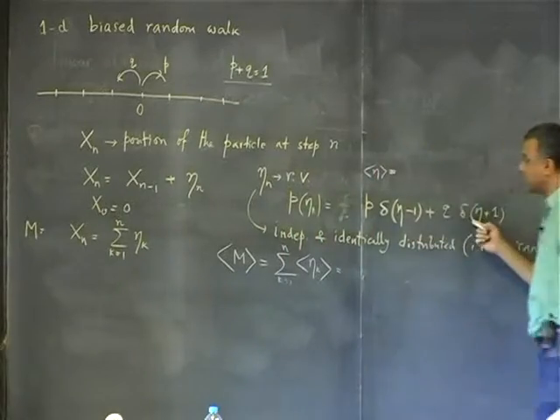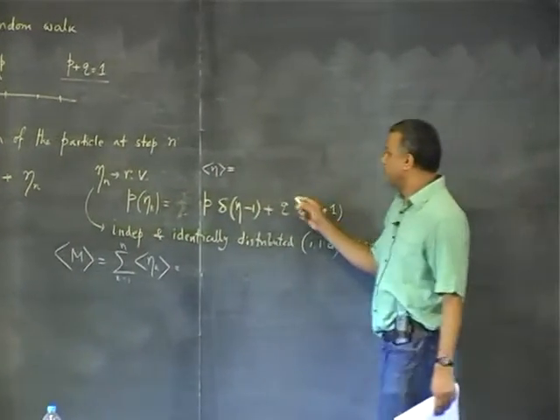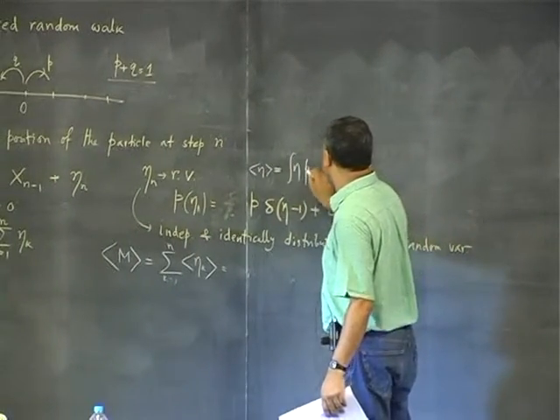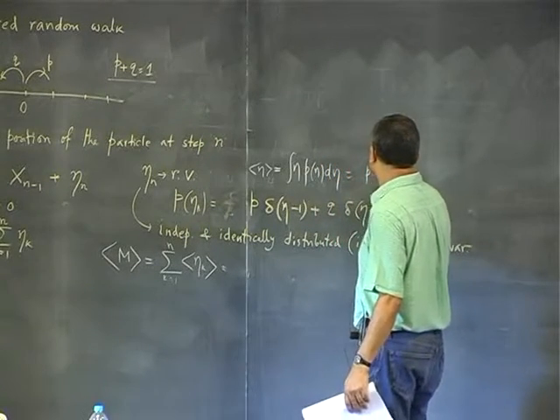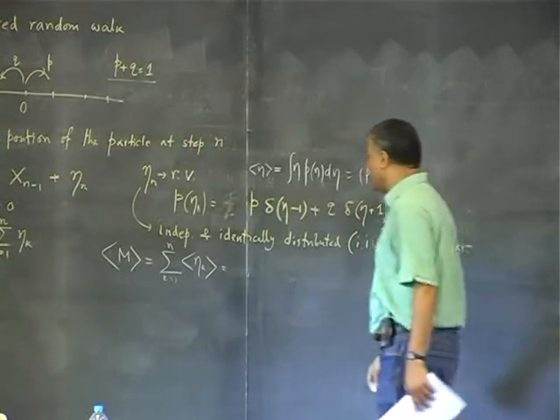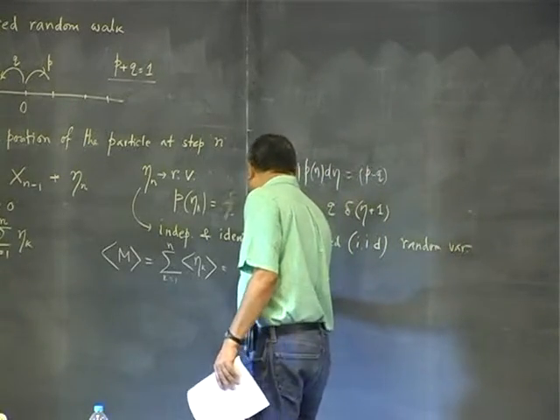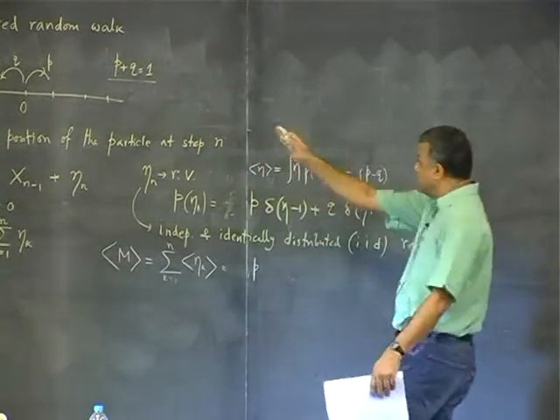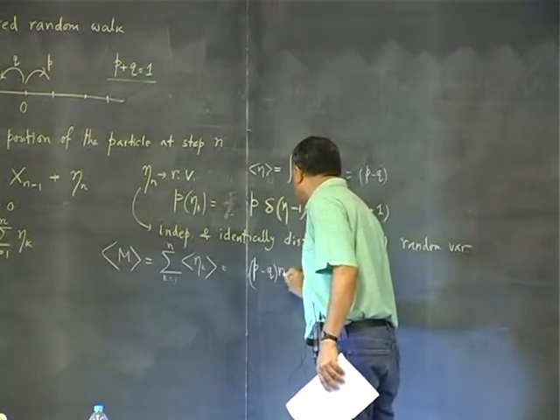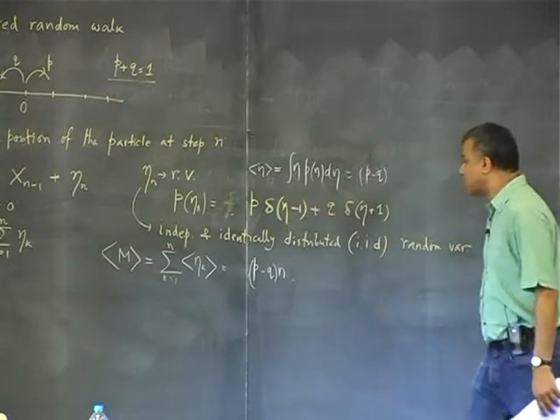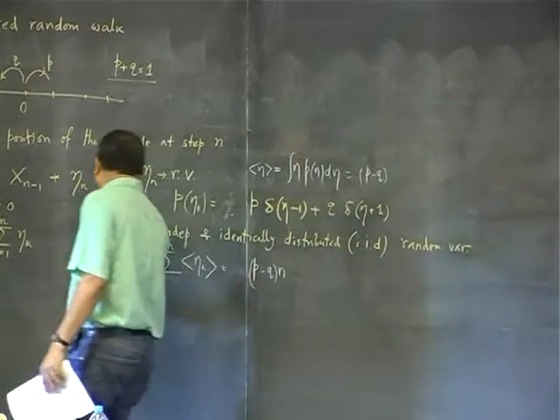Your P of eta is this. What's the average of eta? This is integral eta P(eta) d eta, right? This is just P minus Q. Okay? So what you have is, this is the overall bias with which the particle is moving to the right. So therefore this is (P minus Q) times n. That's the average. And what about the variance?